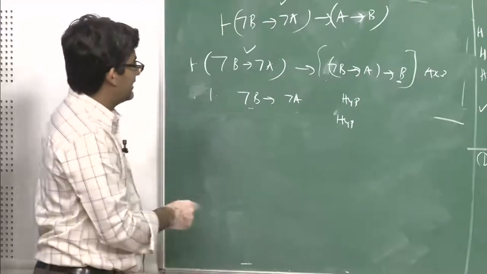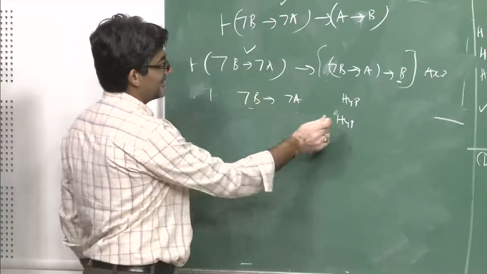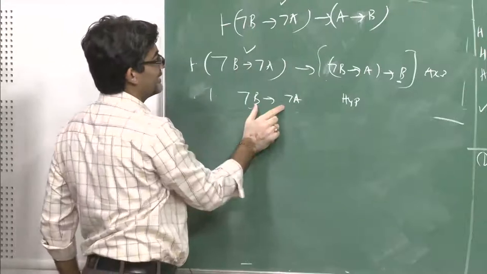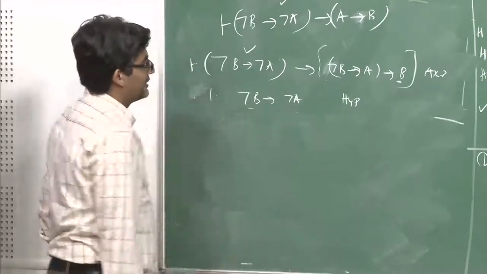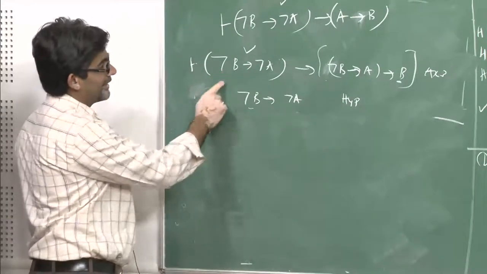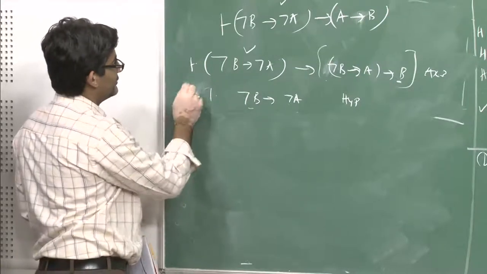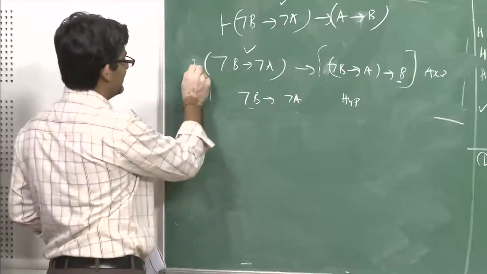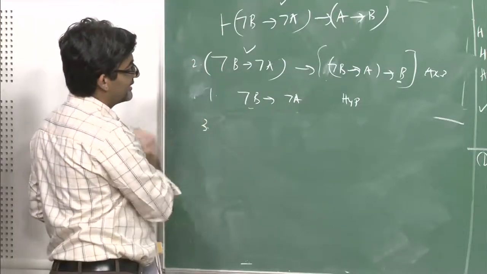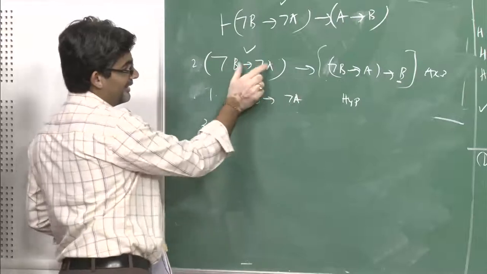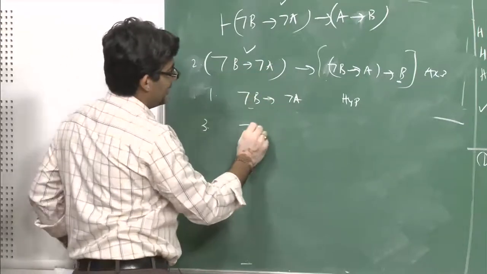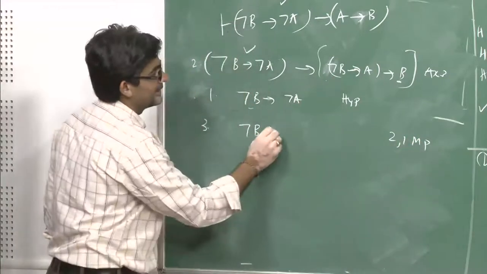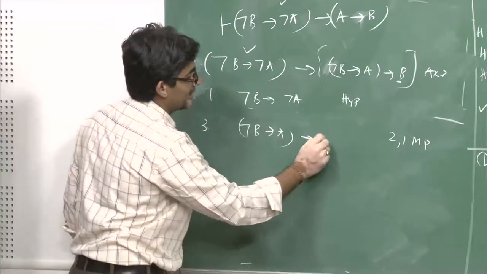So what essentially we have done here is that first we started with this hypothesis, that is the antecedent part of your conditional, which is considered to be an assumption or hypothesis. Now we have used this particular axiom. Let us say this is the second step. In the third step, not B implies not A and not B implies not A, same thing, by modus ponens 2 and 1, you will get not B implies A implies B.